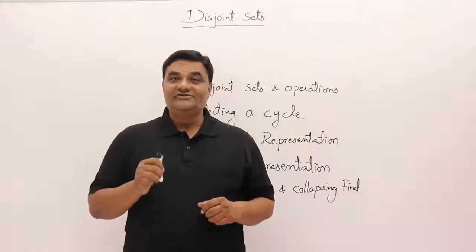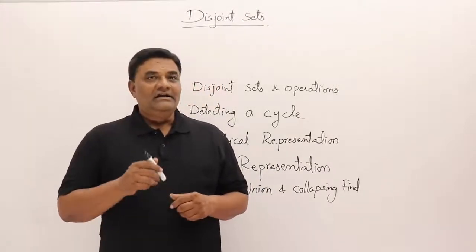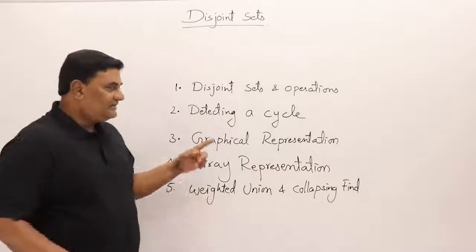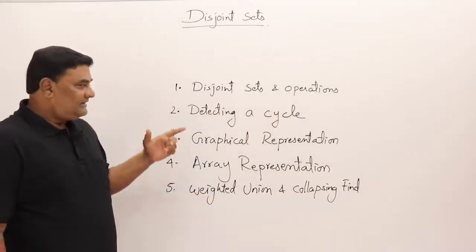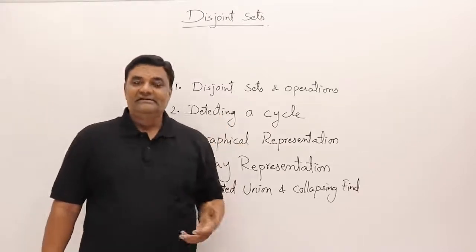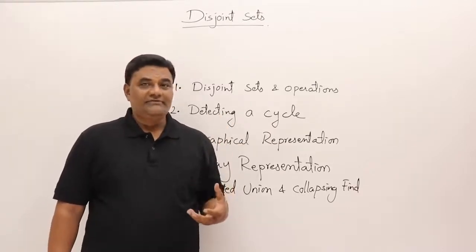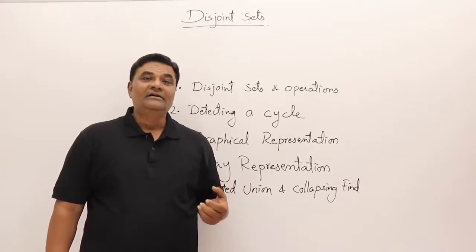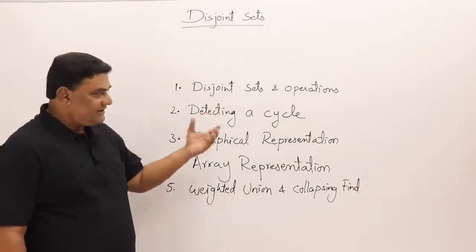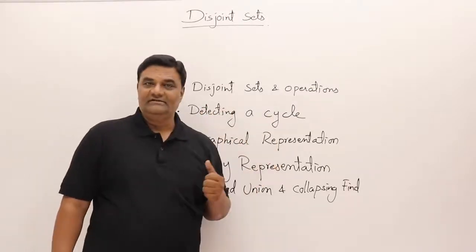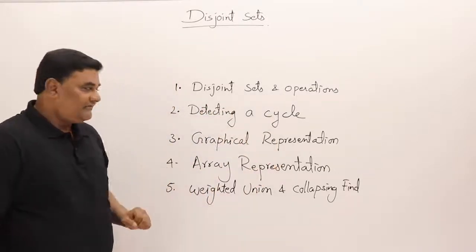The topic is disjoint sets. In this video, I will cover the following things. First is what are disjoint sets and the operations on them. Then detecting a cycle. Disjoint sets are useful for detecting a cycle in a non-directed or undirected graph. So we will take an example and learn how to detect a cycle in a non-directed graph.